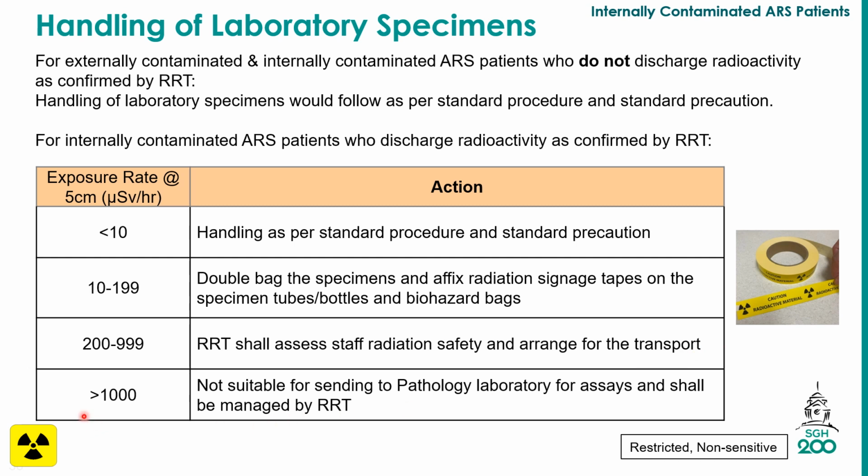If the value is greater than 1000, it's not suitable to send to the pathology laboratory because of the high level of radiation for assays, and it shall be managed by the RRT members as well. Okay, so you would be working with the RRT member quite closely for the assessment of the radiation exposure outside these blood tubes.